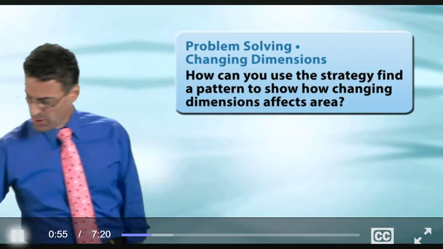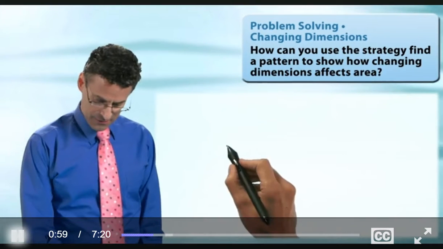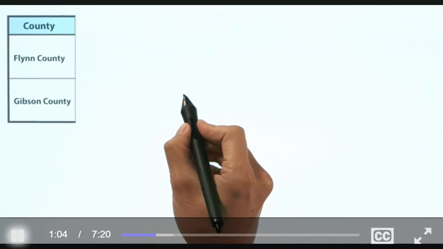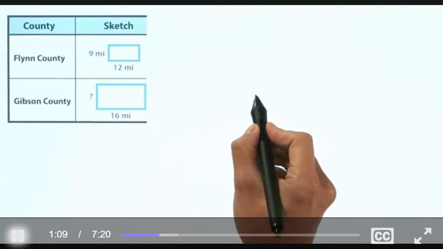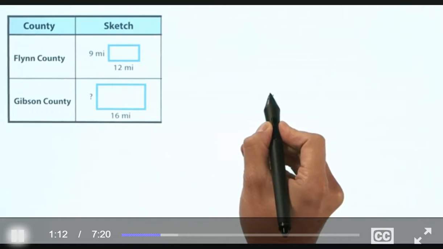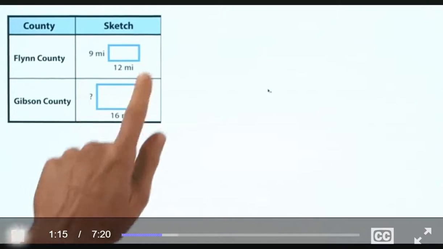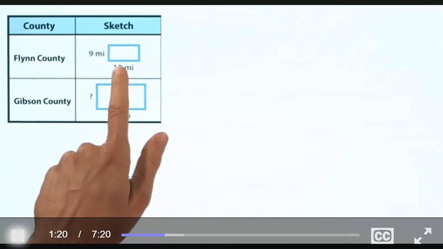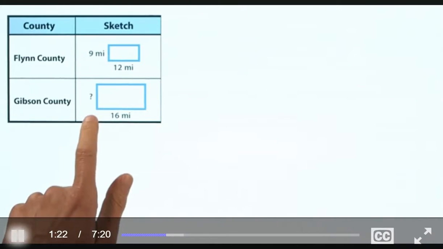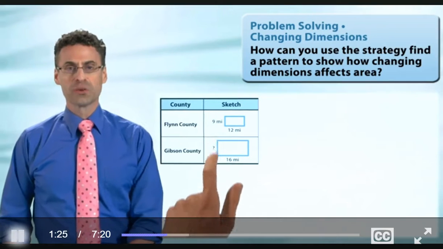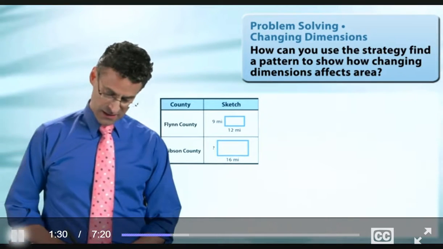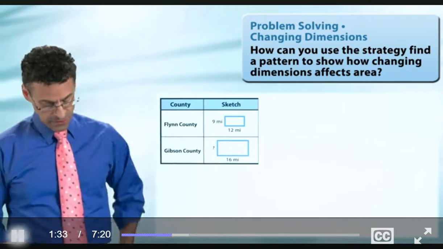Interesting question. Well, first of all, let me show you these basic things here. I made a little table here. So first of all, here are the counties that we're looking at. We've got Flynn County and Gibson County. Now, they're both rectangular in shape. So here's a little sketch of how they look. So you see here, Flynn County is 9 miles by 12 miles. And Gibson County, well, we don't know what the width of Gibson County is, but we know that the length of Gibson County is 16 miles. So this is roughly how they look.